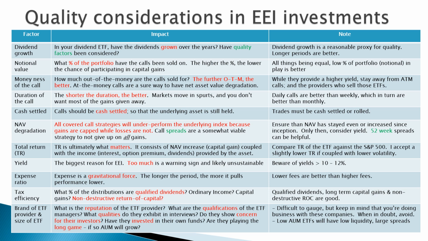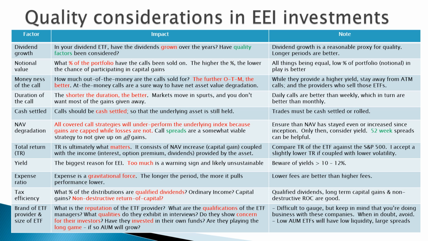In terms of the ETFs that are covered call based, all the rest of the factors are covered or addressed. One is notional value, which is what percentage of the portfolio have the calls been sold on. Obviously, the higher the percentage, the lower the chance of participating in capital gains. So all things being equal, the less the percentage of the portfolio in play, meaning on which calls have been sold, so much the better.